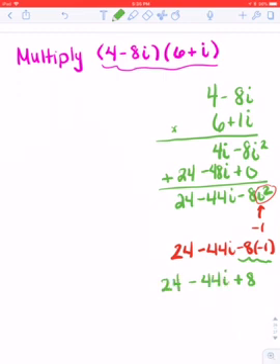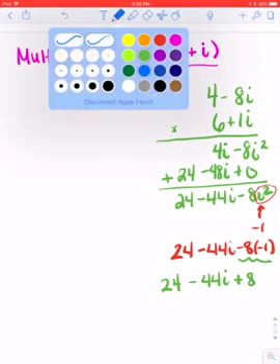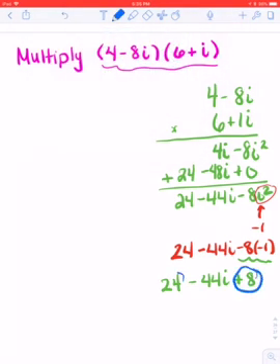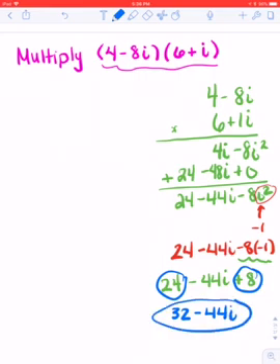And I'm going to bring the rest of this down. The one thing I need to consider now is that these two values are like terms. So 24 plus 8 is going to give me 32, and then minus 44i. And that's going to be my final answer.